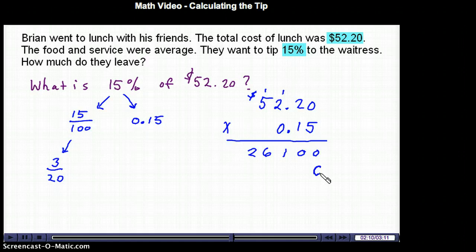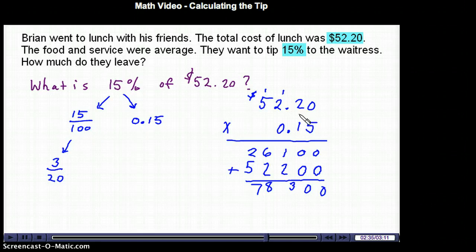We put down our placeholder 0, and now we start multiplying by 1. 1 times 0 is 0, 1 times 2 is 2, 1 times 2 is again 2, 1 times 5 is 5. And now we add these numbers together, and we get 78,300, but we have to put our decimal in the right place.